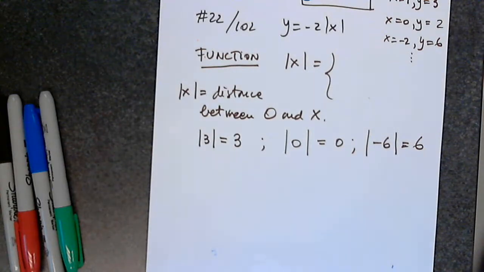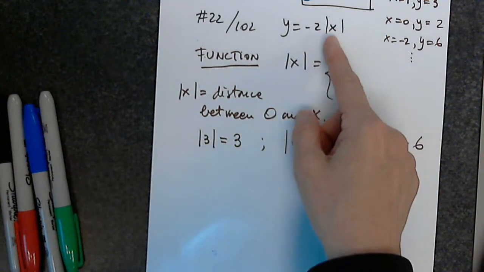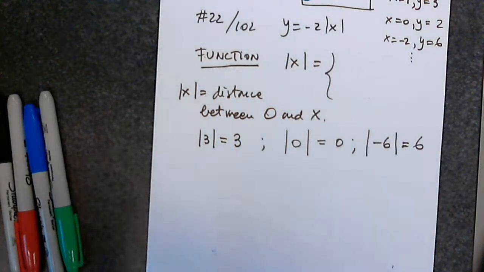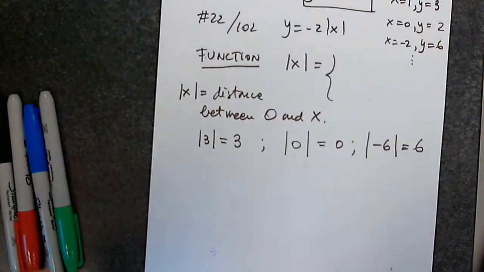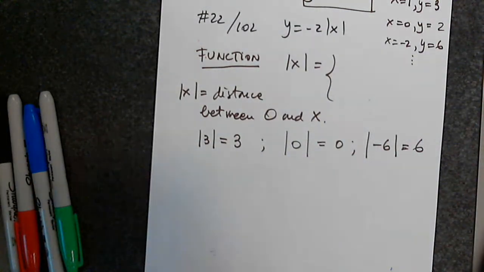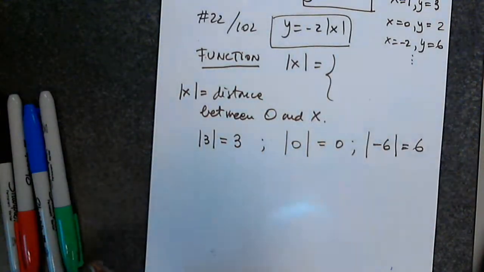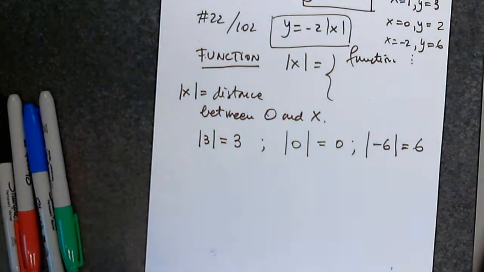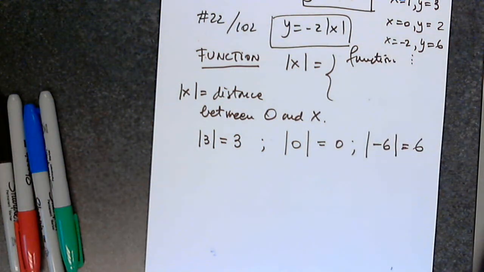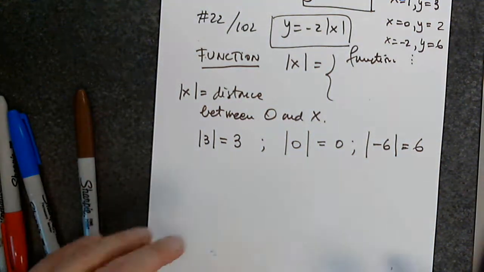Good. So is this a function? What do you think? If x is 0, I'll have the absolute value of 0 times negative 2. If x is 2, I'll have the absolute value of 2 times negative 2. So will you say that this is also a function? Yes, it's also a function. For any x value, there is only one y value. Therefore, it's a function.